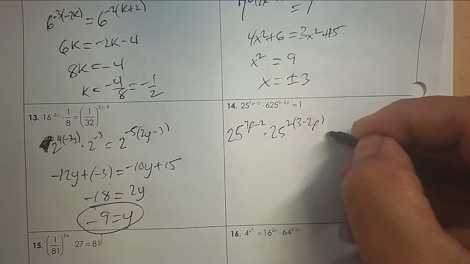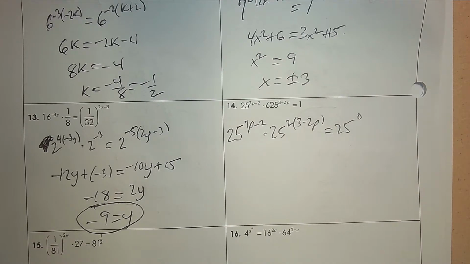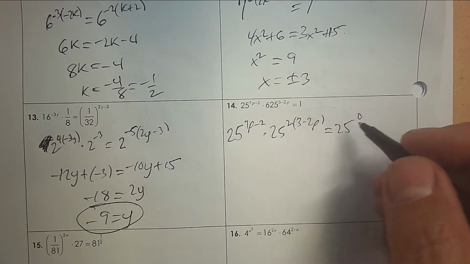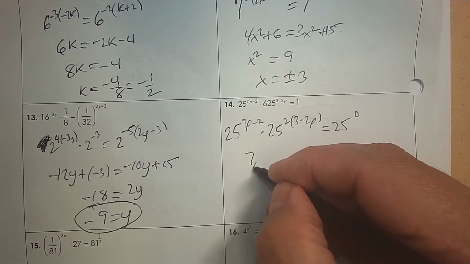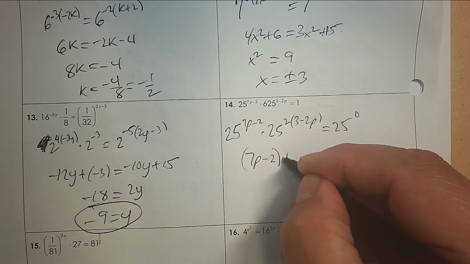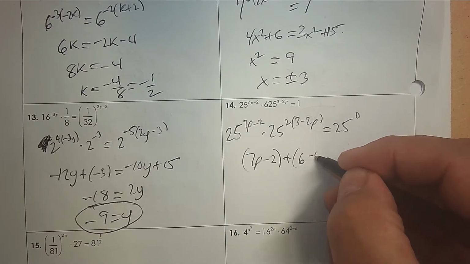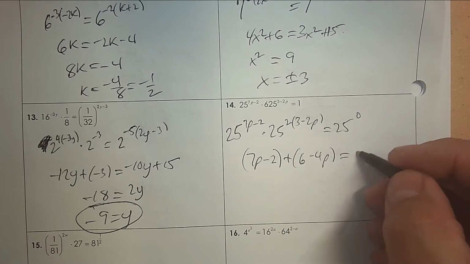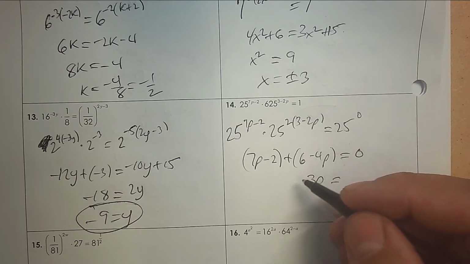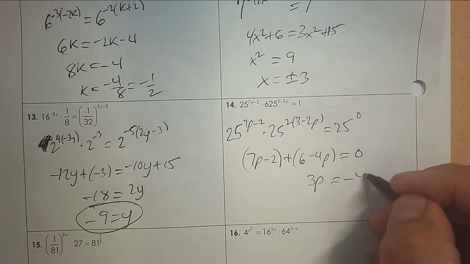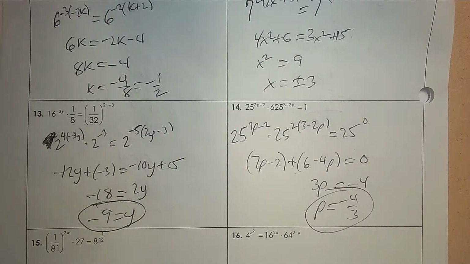If you use 5, you get the same answer as long as you did the math right. Notice 1 is 25 to the 0. So what we have is 7p subtract 2 plus 6 subtract 4p equal to 0. Combine like terms, I have 3p and then 4, and I'm going to subtract the 4 and then divide, and you have your answer. All right, one more.